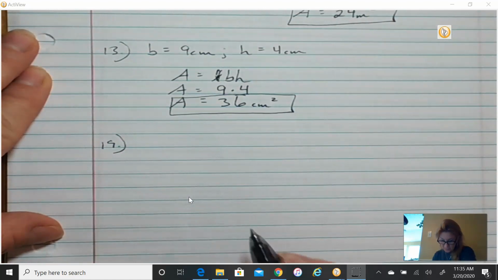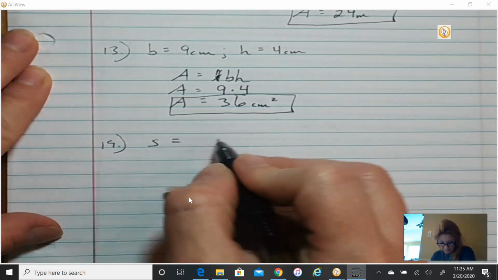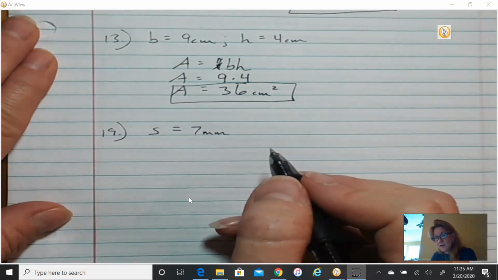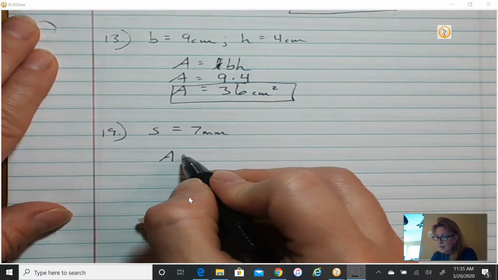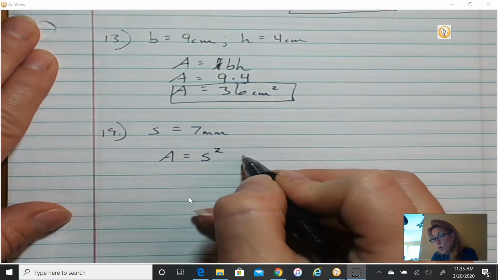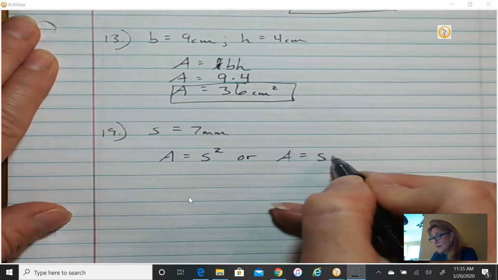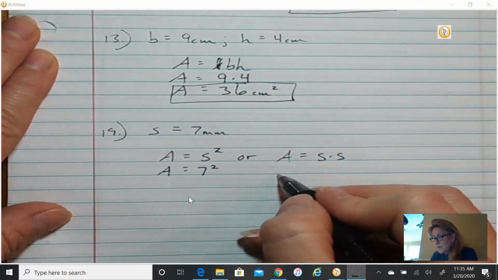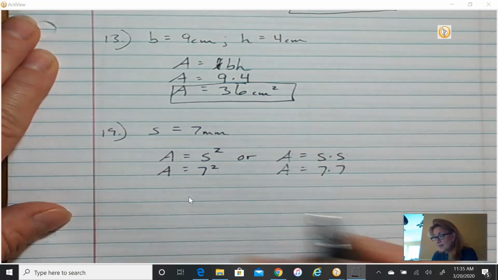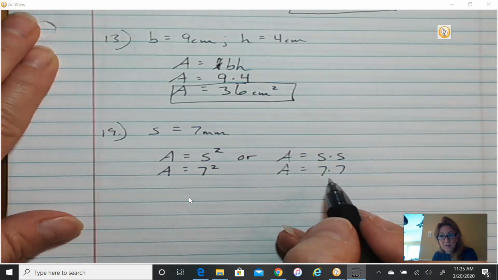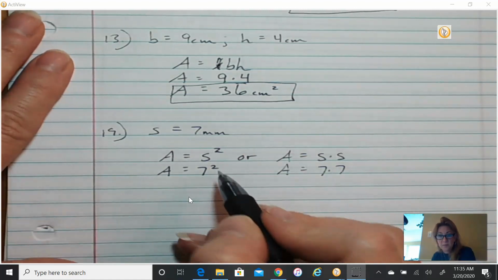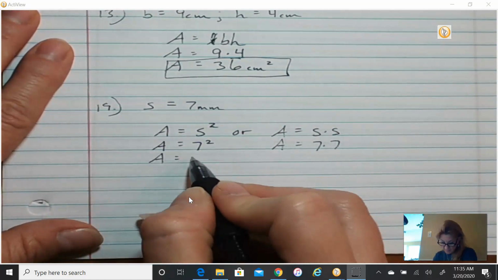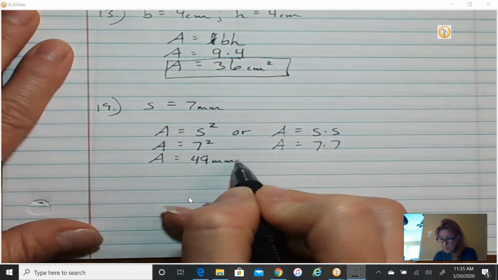19 says find the area of each square. So it's S equals 7 millimeters. For squares, it's going to be area equals S squared, or area equals S times S. You can do either one. 7 squared, or area equals 7 times 7. 7 squared is the same thing as 7 times 7. You're multiplying it by itself 2 times. So what is 7 times 7? You're correct. 49 millimeters squared.